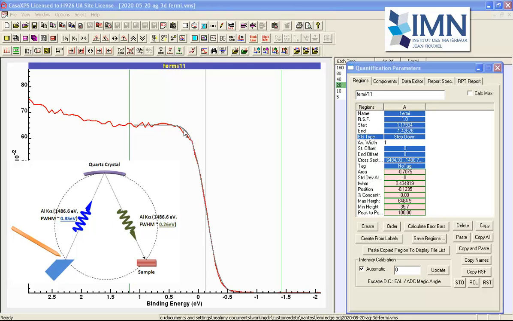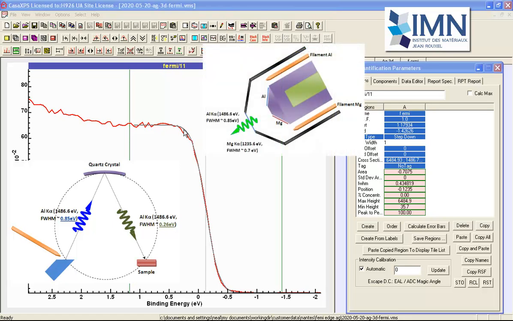The reason this is significant is because had this been measured using a standard source, where the energy distribution of the X-rays would be expected to have a full width half maximum of 0.85 eV, we could not have obtained a full width half maximum for this step of 0.43. A monochromatic source is expected to have an energy distribution with a full width half maximum of about 0.26 eV, and hence we're able to measure a step that is broader than 0.26 eV in width.